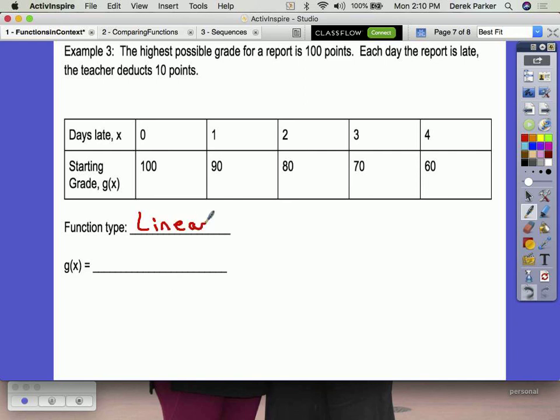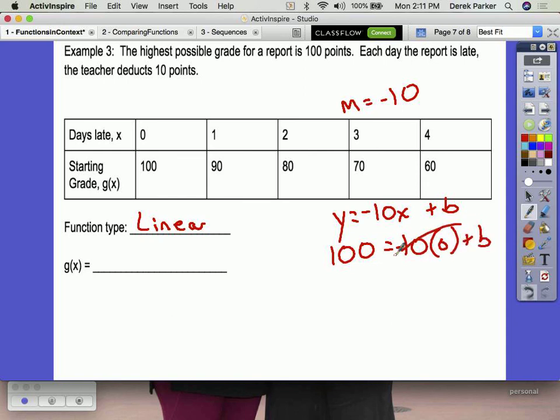Now, find the equation. We already know the slope is negative 10. Now, plug into the formula. y equals negative 10x plus b. 100 equals negative 10 times 0 plus b. That cancels out. So 100 equals b. So my slope-intercept form equation is g of x equals negative 10x plus 100.